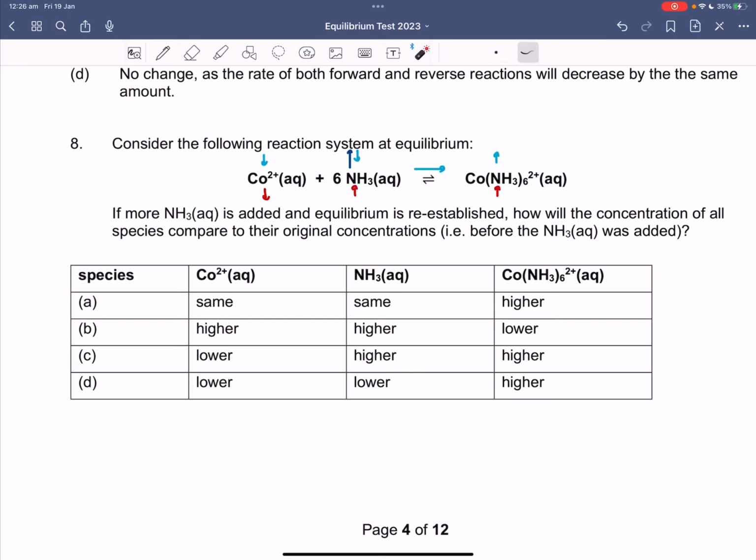So we're looking for lower, higher, higher. Which one says lower, higher, higher? C says lower, higher, higher. So that is our answer.